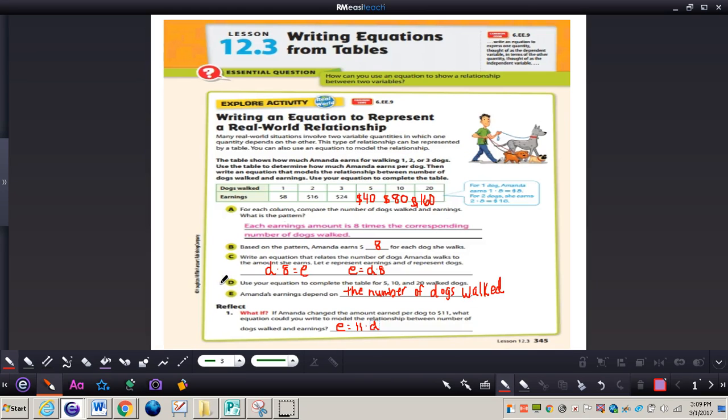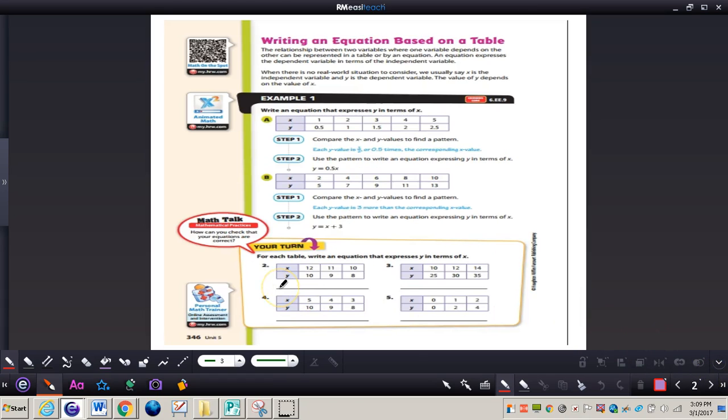So with a real-world situation, we would know that dogs earned would be x, and then the earnings would be y. So x would be the independent variable, y would be the dependent variable. So let's take a look at an equation that represents y in terms of x. Let's take a look at example number 1.